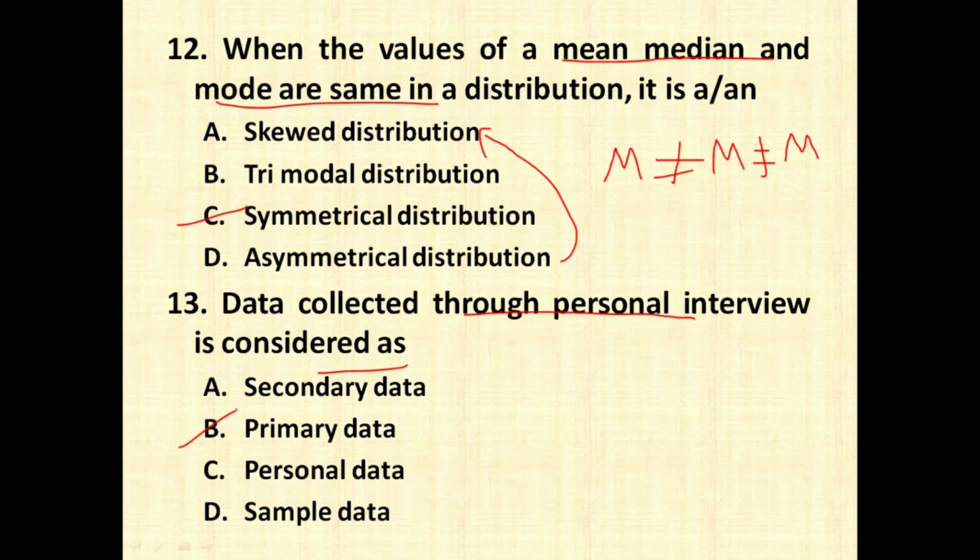Secondary data are data which have already been collected by some other person for some other purpose, and if you are collecting it from them, then it is called secondary data, which includes collecting it from annual reports or websites or from some books, newspapers, magazines, journals, etc.